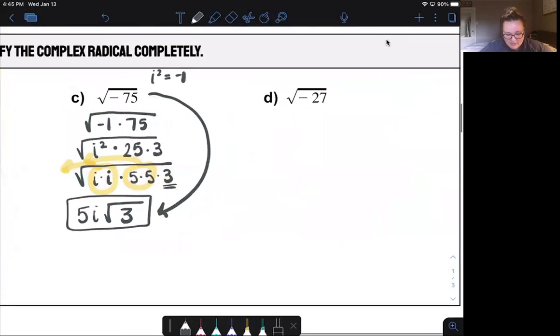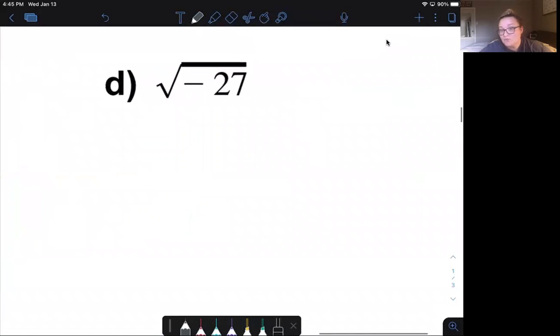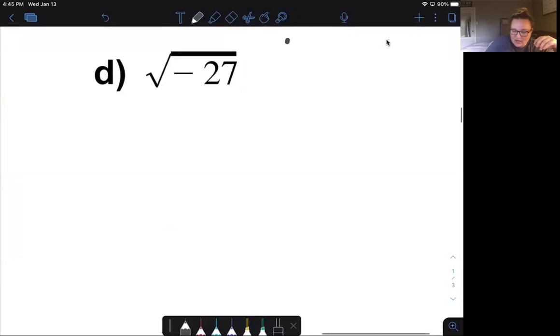All right, let's keep going. So now the square root of -27. Why don't you try simplifying this from start to finish all by yourself? Remember, you want to use your knowledge that i squared is equal to -1. Go ahead and give this a shot on your own. Press pause and then press play when you're ready to check your work.